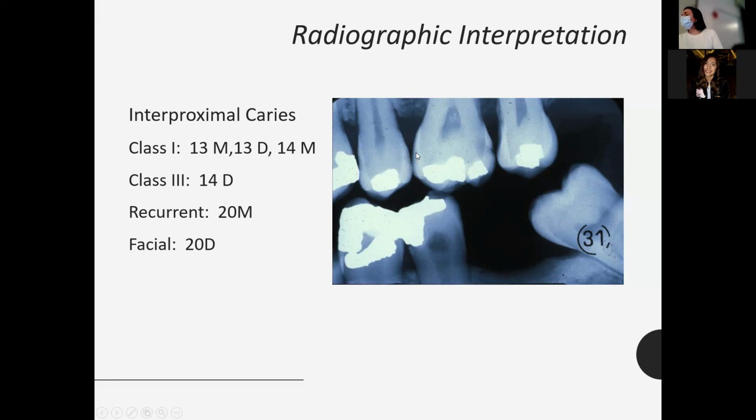And then 14 mesial, again, it says class 1, but I feel like it's getting kind of close to the DJ. And then distal, definitely into the enamel. And then this one ends about here. So what would you guys say for that one?